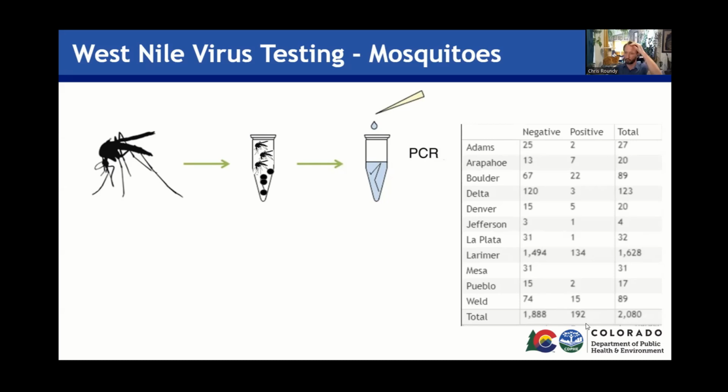And about 200 of those were positive. And 10% positivity might not sound like much, but when it comes to finding infected mosquitoes, that's pretty high. So we knew that this was a pretty bad year. And every county that we tested, Mesa's data is missing there, but every county that we tested detected at least some West Nile virus activity, which is unusual. Sometimes counties don't detect any West Nile virus activity in mosquitoes.